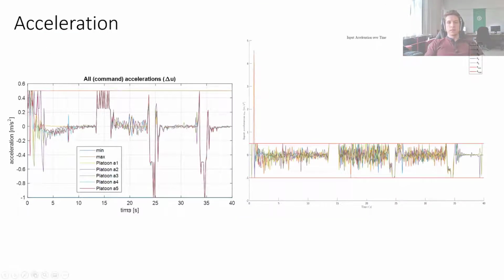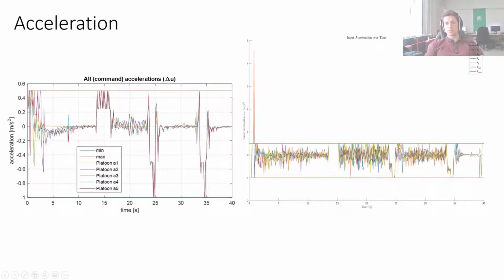And finally, the accelerations. In simulation, all commanded accelerations are between the bounds as well, so between -1 and 0.5. And we can see here that since we have a low penalization on the acceleration, whenever the speed changes, we have almost maximum accelerations achieved. So this is probably not very comfortable, but we get good velocity tracking.